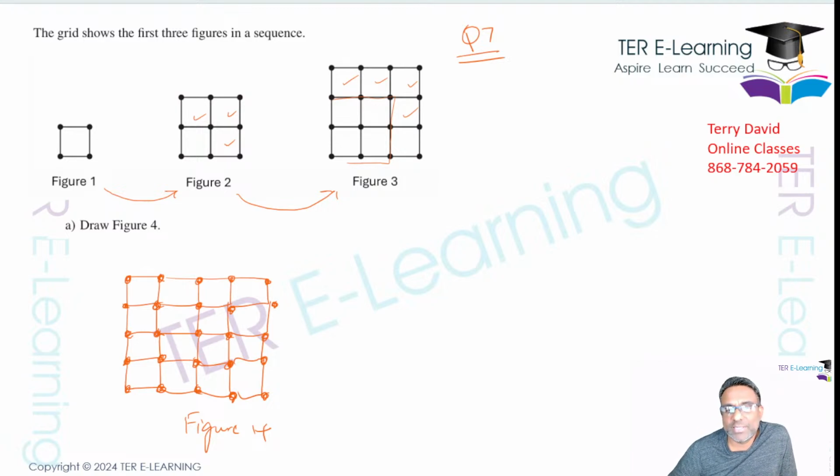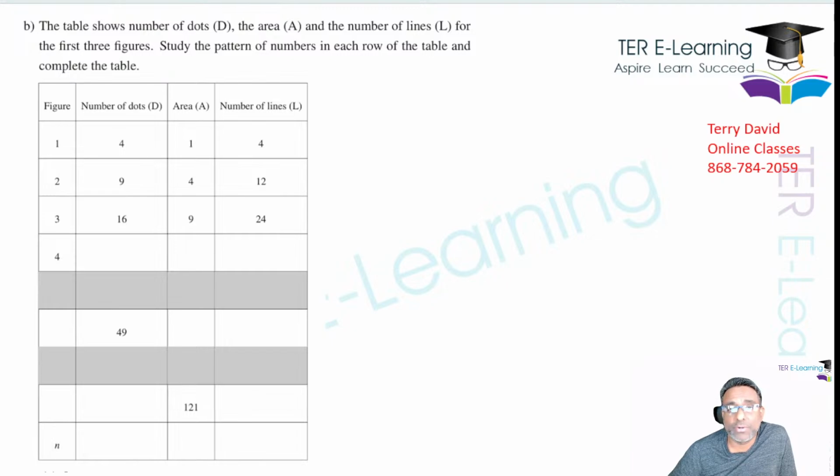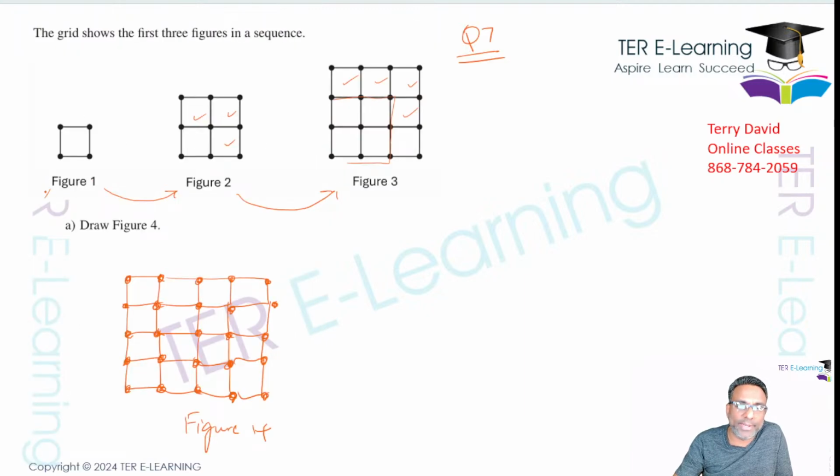Now usually when they give us a diagram, they may ask us to complete a table like this. The table shows number of dots D, the area, and the number of lines in the first 3 figures. What I normally do in a question like this is go to my diagrams and make sure I understand how they got this. Figure 1 has 4 dots, area is 1, and number of lines is 4. That makes sense. When you look at figure 2, we should have an area of 4, and we should get number of dots being 9. So let's see if that's happening in the table.